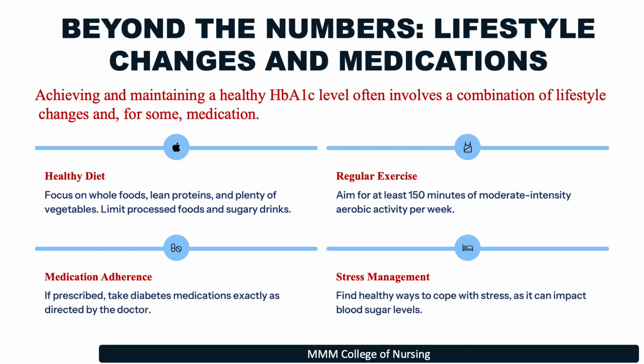Achieving a healthy HbA1c level often involves a combination of lifestyle changes and, for some patients, medication. With regard to healthy diet, the patient can be asked to focus on whole foods, lean proteins, and plenty of vegetables, and to limit processed foods and sugary drinks. With regard to regular exercise, aim for at least 150 minutes of moderate intensity aerobic activity per week. With regard to medication adherence, if prescribed, take diabetes medications exactly as directed by the doctor. With regard to stress management, find healthy ways to cope with stress as it can impact blood sugar levels.